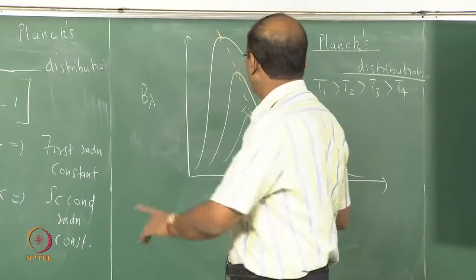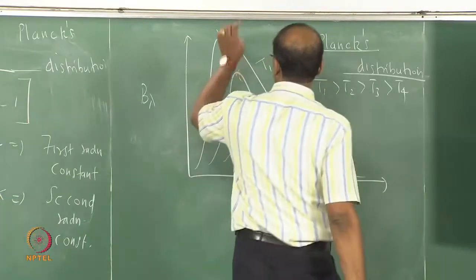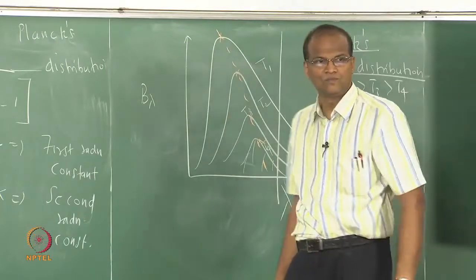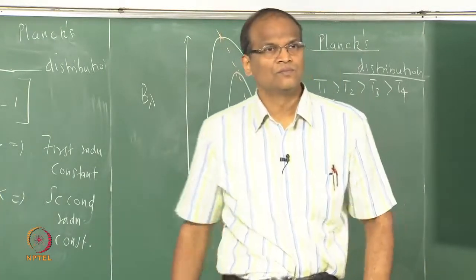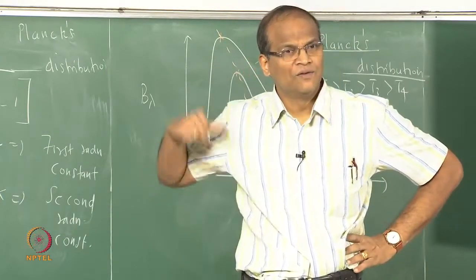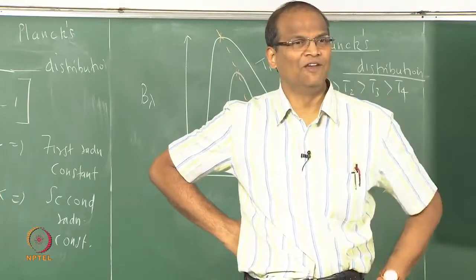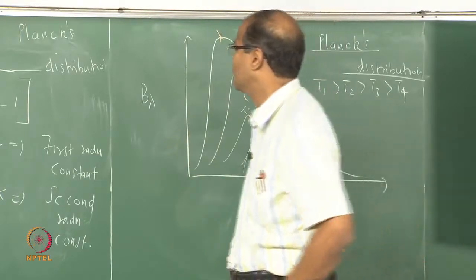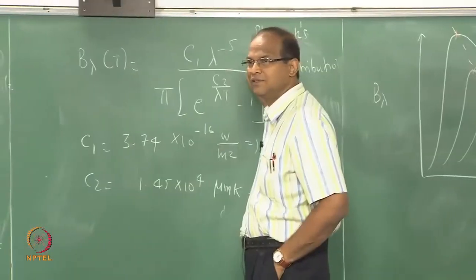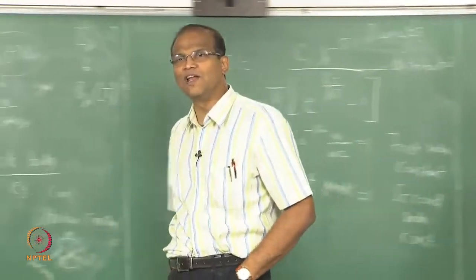Okay. Now, we will have to do something about this orange line. Do not wait for me. Find out the peak of every curve. So, differentiate your B lambda, and find out where it becomes stationary.